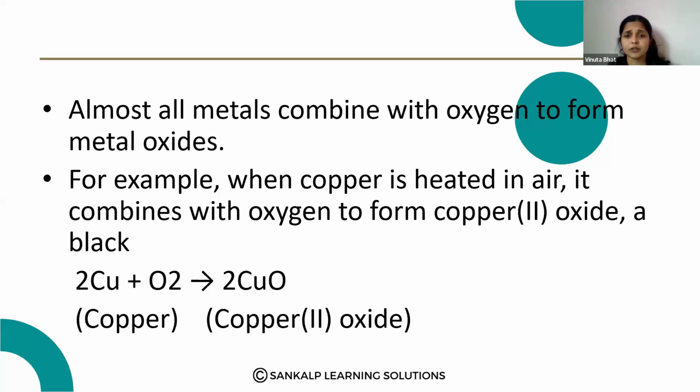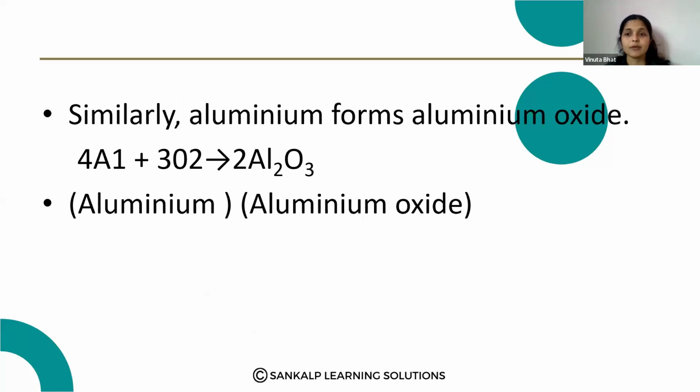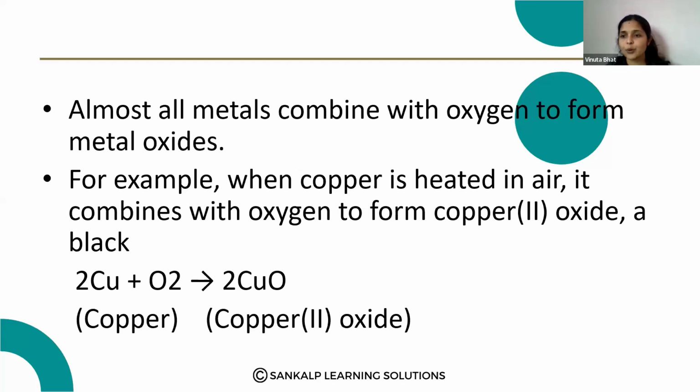First, copper, when heated with oxygen, forms copper oxide, CuO. Then aluminium reacts with oxygen and forms aluminium oxide. So these two examples are very important. You have to write these two examples. The remaining ones depend on you.